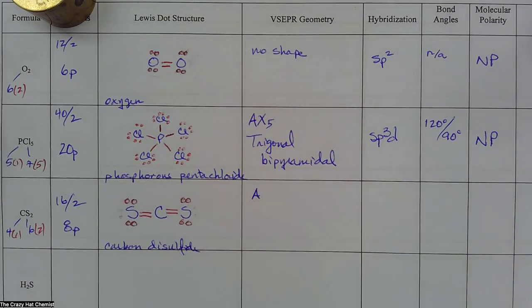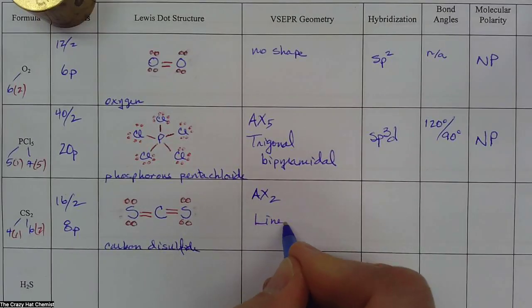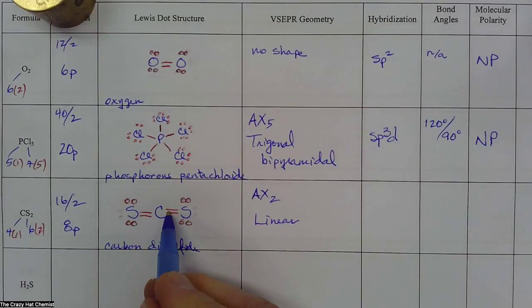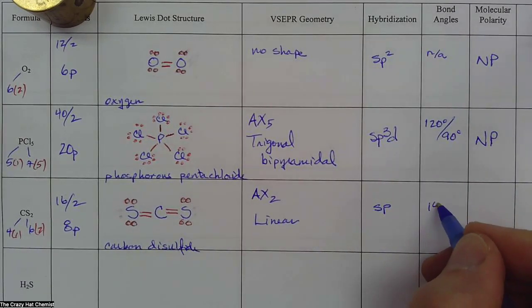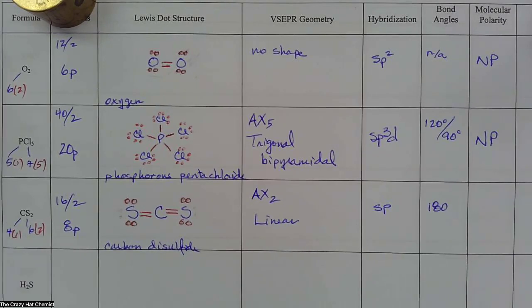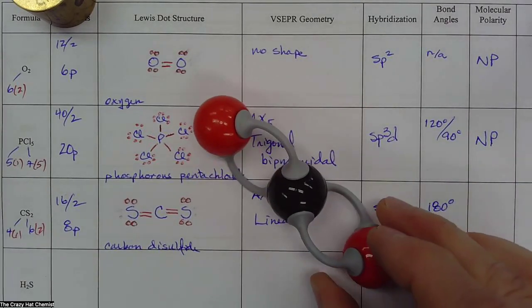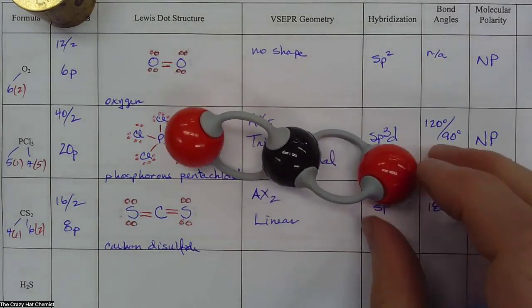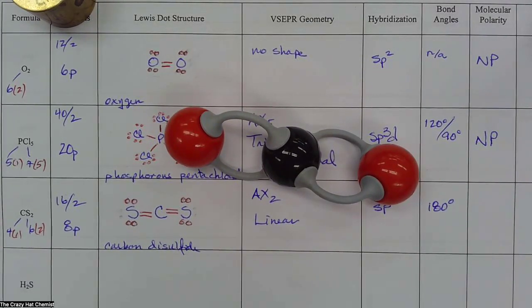A is that central carbon. X are each of the sulfurs. There are 2 of them. This is linear. This is sp hybridized. If it's linear, it has a bond angle of 180 degrees. And you're going to build the model, and that's what it looks like right there for that linear structure that's sp hybridized. And so is it polar or non-polar?